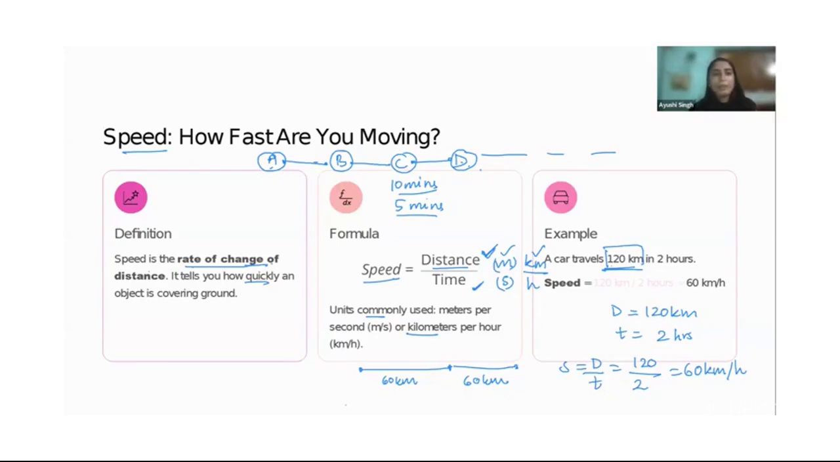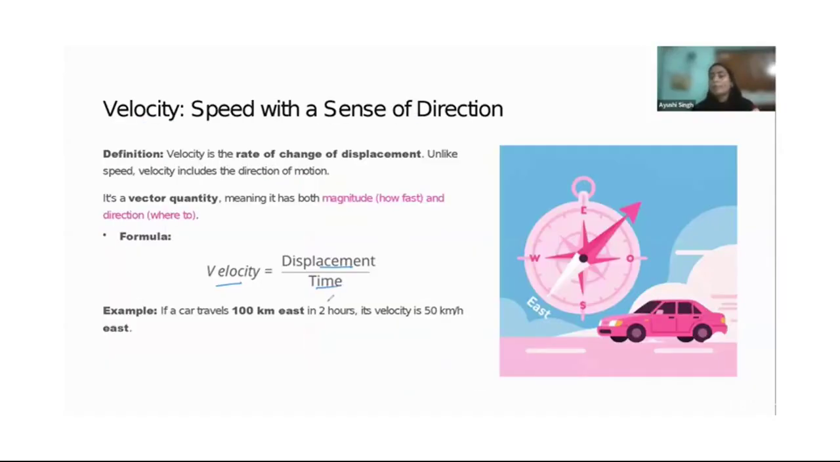Now, velocity. So velocity is speed with a sense of direction. I have told you already this. So velocity is nothing but displacement upon time. Since it is a vector quantity, it considers both magnitude as well as direction. So it will be displacement upon time. So now if somebody asks you what is the velocity, you'll first have to think, like, if they have given you the shortest distance, right? This is 10 kilometers.